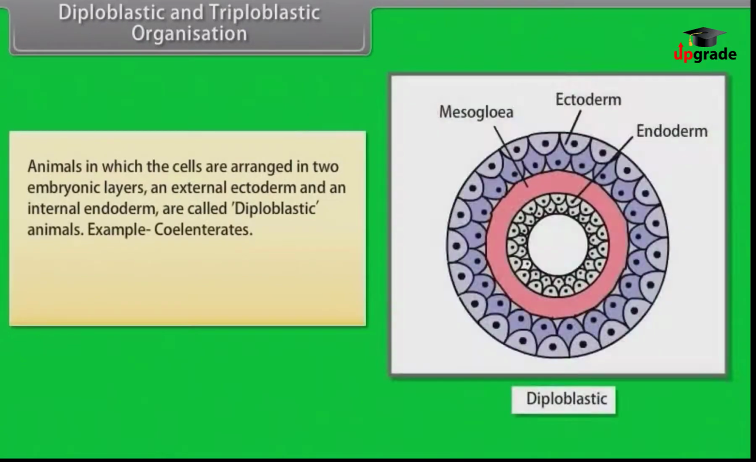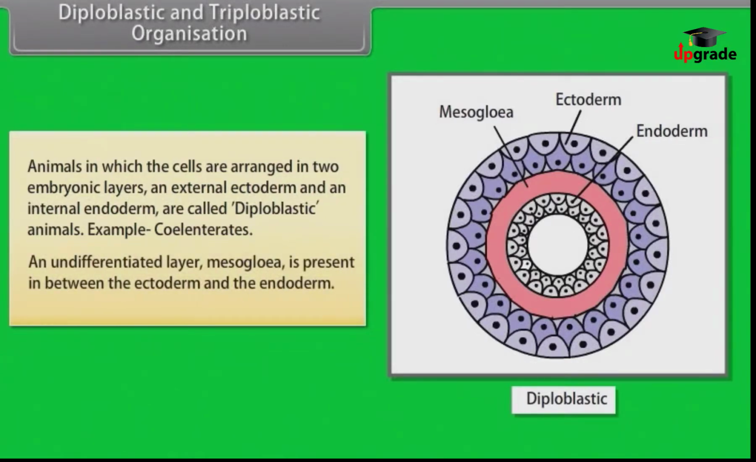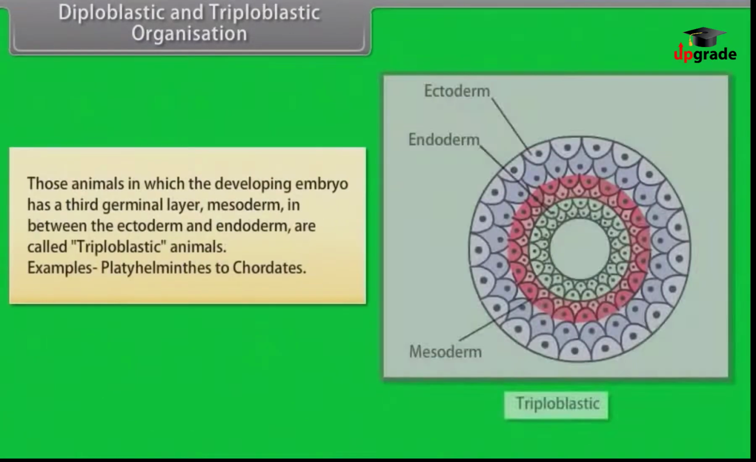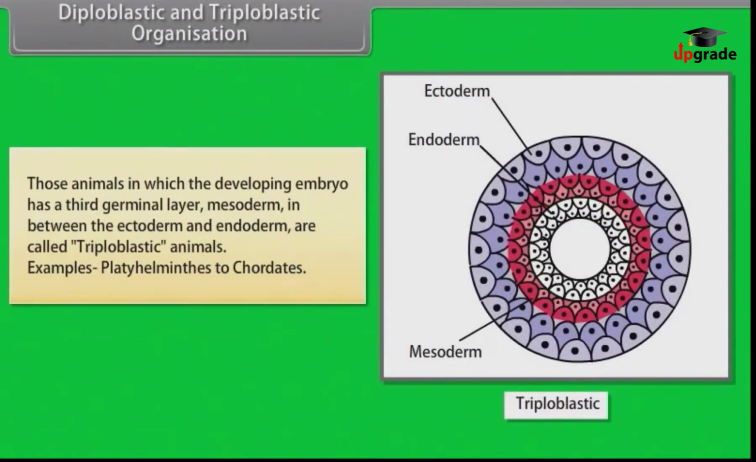Diploblastic and triploblastic organization. Animals in which the cells are arranged in two embryonic layers, an external ectoderm and an internal endoderm, are called diploblastic animals. Example, coelenterates. An undifferentiated layer, mesoglea, is present in between the ectoderm and the endoderm. Those animals in which the developing embryo has a third germinal layer, mesoderm, in between the ectoderm and endoderm are called triploblastic animals. Example, Platyhelminthes to chordates.